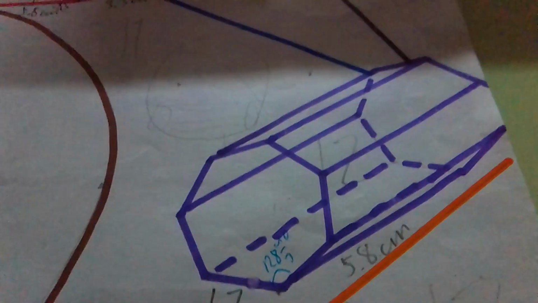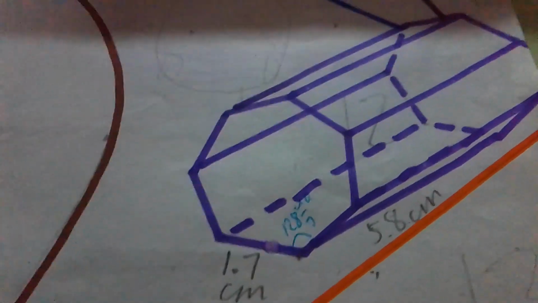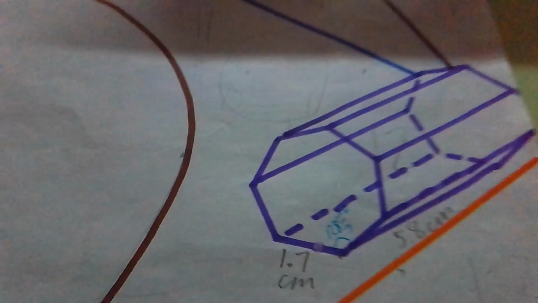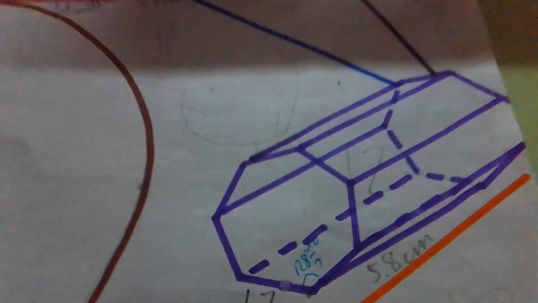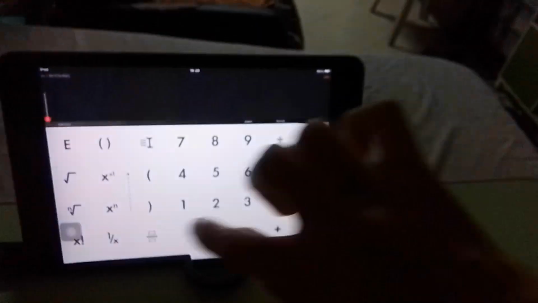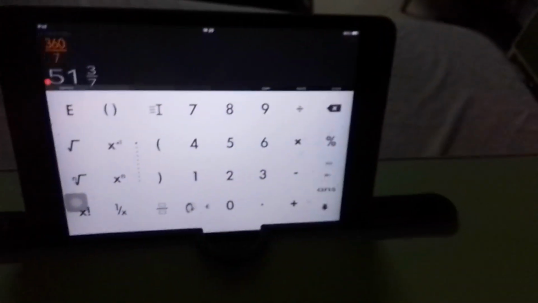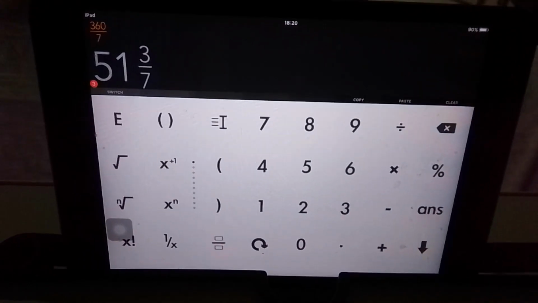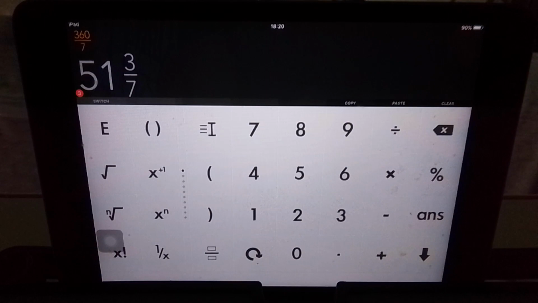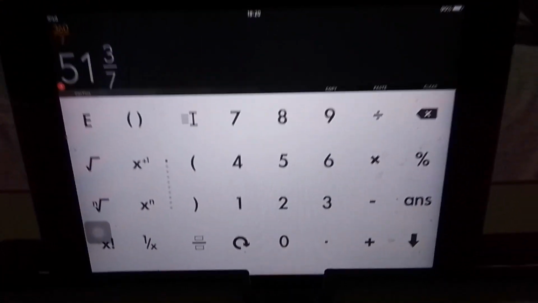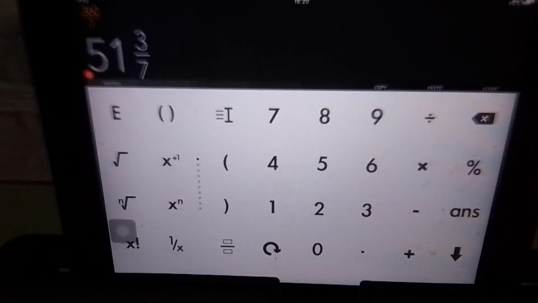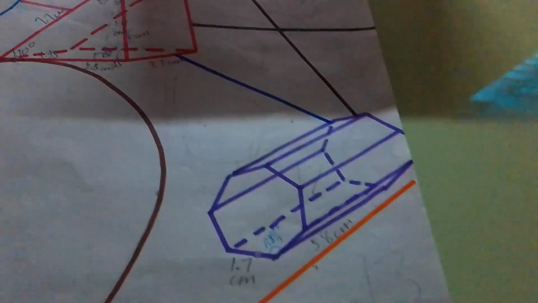We need to form this into triangles. And the formula to form this into triangles is this. Remember, if you go around, it's 360 degrees. And since we need to divide it evenly into 7 triangles, it's 360 divided by 7. 360 divided by 7 means that every angle should measure 51 and 3/7 degrees. So that is the measure of the central angle.